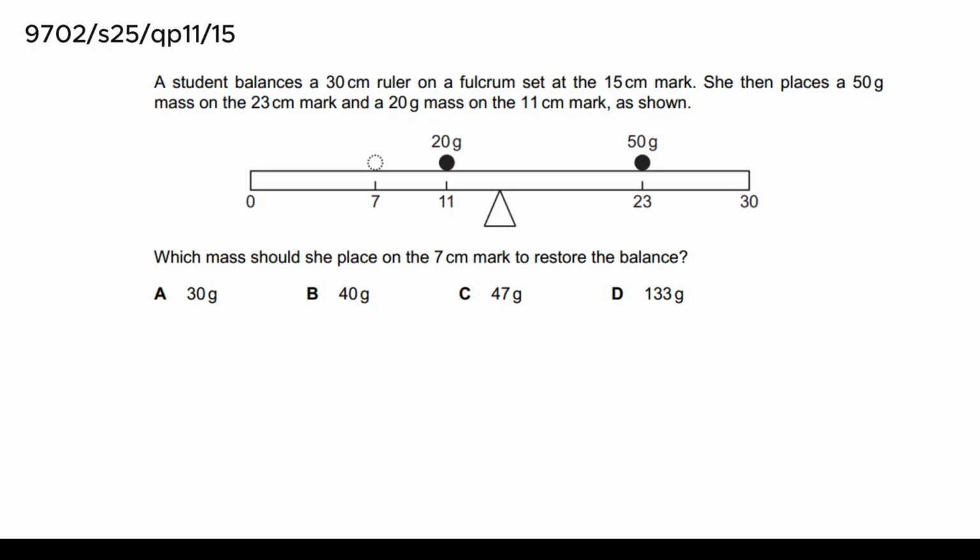We've got a 30 centimeters ruler balanced at its center, the 15 centimeters mark. There's a 50 grams mass at 23 centimeters on the right, and a 20 grams mass at 11 centimeters on the left. The question is, what mass do we need to place at the 7 centimeters mark to restore balance? This one often trips students up because of how we calculate the perpendicular distances from the pivot. So, let's break it down step by step.